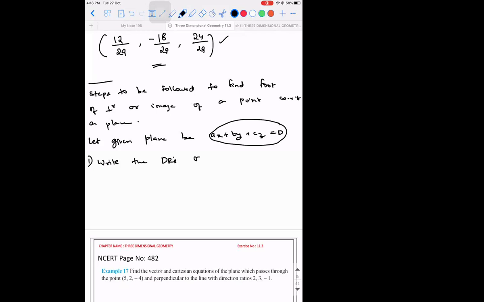Write the direction ratios of whom? Of the normal to the plane. Yes, so this is the first step. By default, you can take the coefficients and write it down. So what will be the second step, guys?